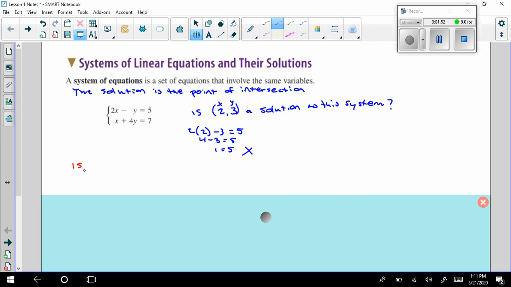Okay, I say, is (3, 1) a solution? Then same thing, I would take 2 times 3 minus 1 is equal to 5. Well, that's 6 minus 1, which is equal to 5, so that one checks. But in order for it to be a solution, it has to work in both.